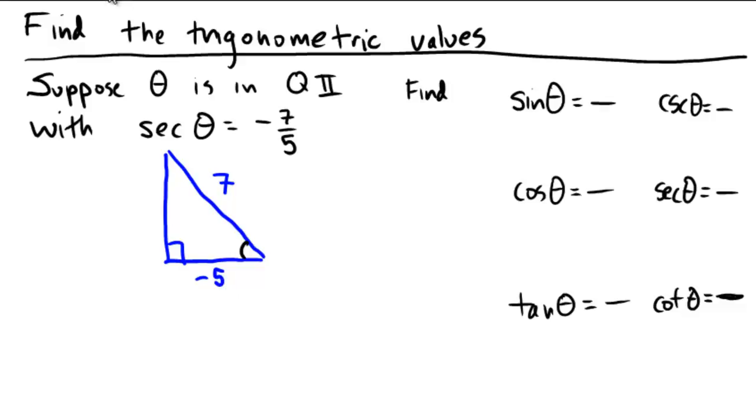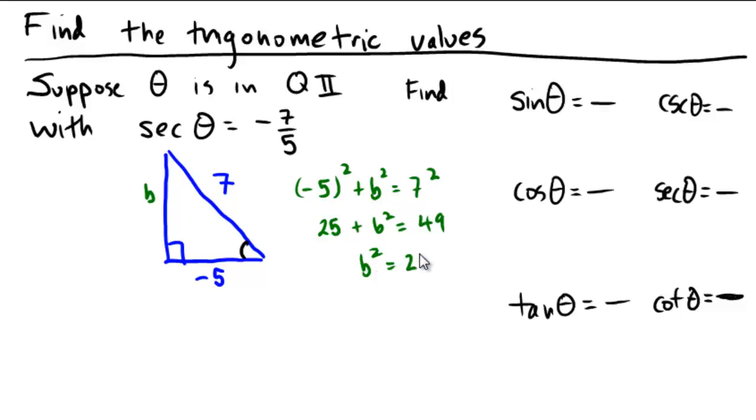Now how about the missing side, the vertical side? Well, let's use the Pythagorean theorem to find that. So a squared, -5 squared, plus b squared should be equal to 7 squared. So 25 plus b squared would be equal to 49. So b squared looks like it's going to be 24.